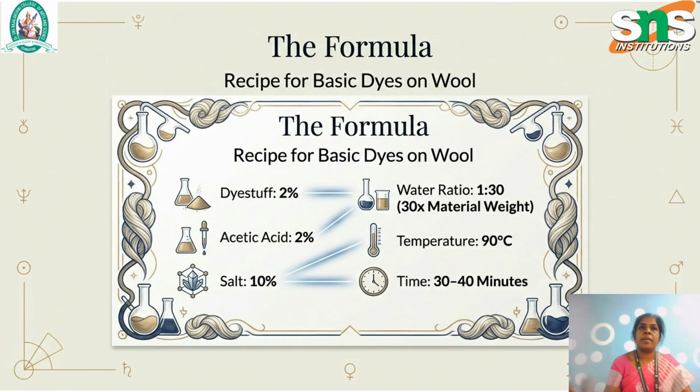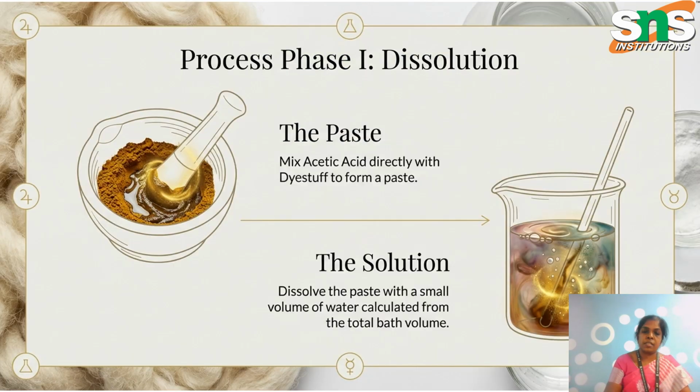What is the recipe used for dyeing basic dyes on wool? First one is the dyestuff, which is 2%, acetic acid 2%, salt, that is Glauber's salt or sodium chloride, 10%. The MLR ratio is usually maintained as 1 is to 30, temperature is 90 degrees Celsius and the time is 30 to 40 minutes. What's the process?